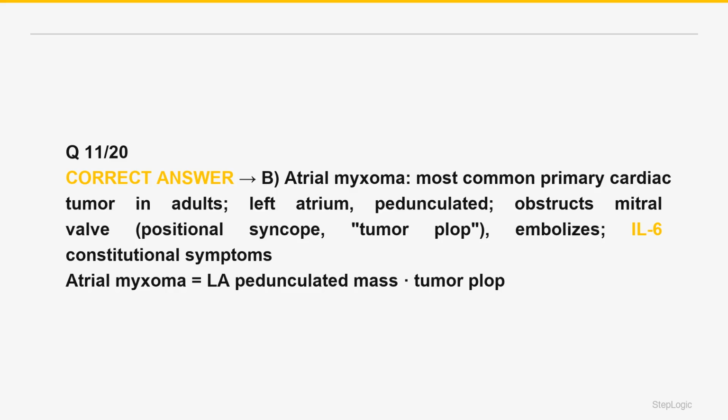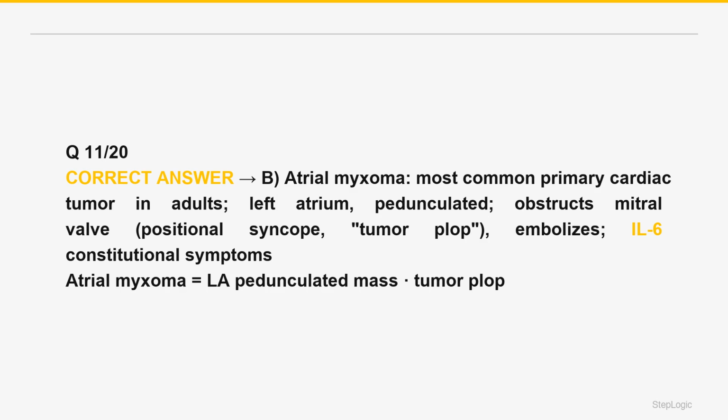Histology shows scattered stellate or globular cells within an abundant myxoid, mucopolysaccharide-rich stroma. The correct answer is B. The clinical clues follow from a mobile mass on a stalk. It can intermittently obstruct the mitral valve, causing positional, body position-dependent syncope, dyspnea, and a mid-diastolic murmur with the classic tumor plop sound as it prolapses.